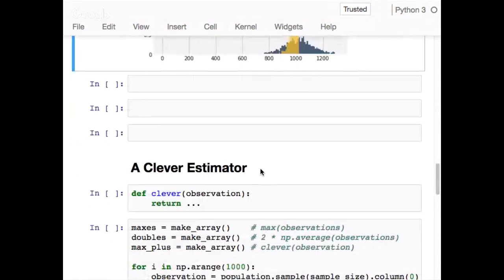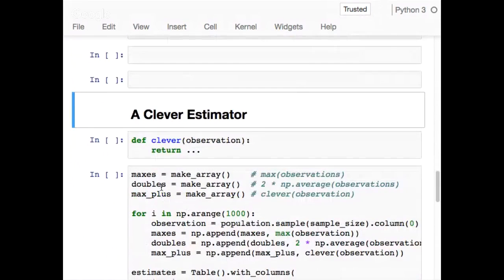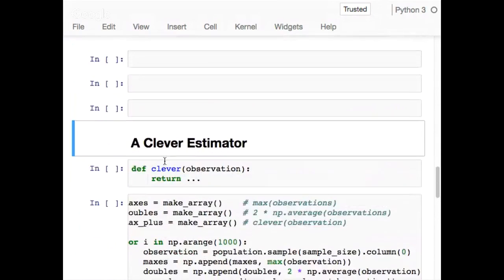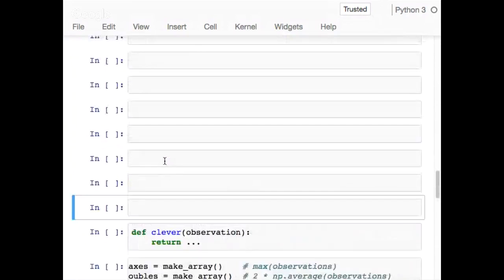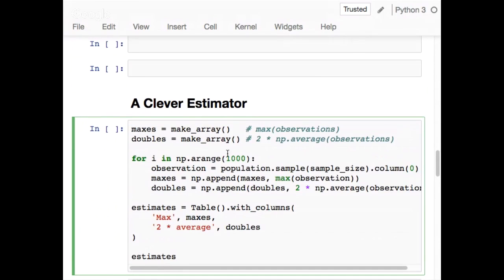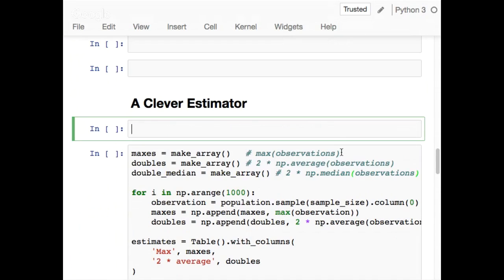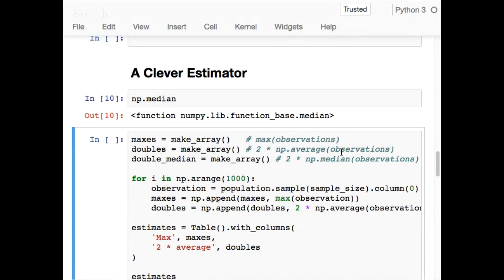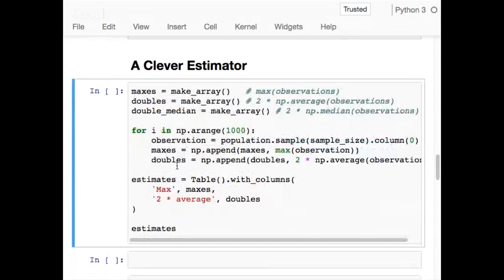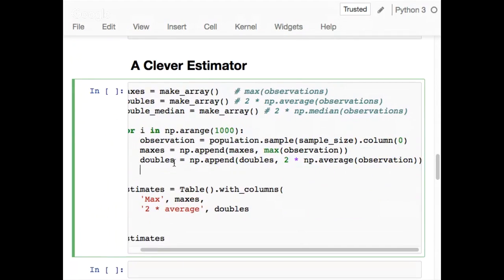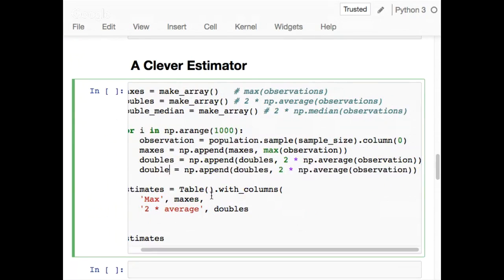Let's try out a more clever estimator. Looks like I already have it here. I don't want to spoil the surprise. All right, so let's try 2 times the median. Double median. All I really need to do is make another array here. So let me do that. Equals make array. Let's do np.median. Is there a median? np.median. Convenient. So double median. I'm just going to take that and do double median.